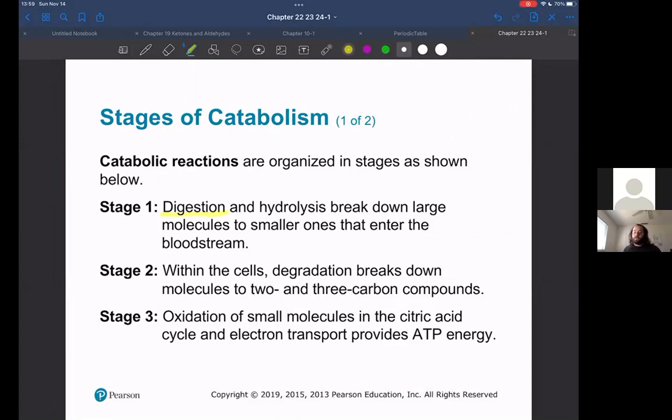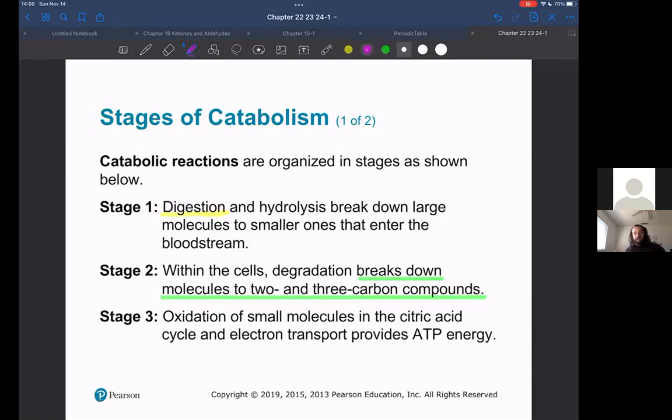So the cell can't import a big polysaccharide into it. So the first step that has to happen is within your stomach, and actually it starts in your mouth, is to break down those polysaccharides into their individual monosaccharide components. Then they can be moved into the cell. Within the cell, those glucose molecules or monosaccharides are broken down into 2 and 3 carbon compounds, okay? So they're broken down even further, essentially broken in half in a series of reactions. So that's step 2, to break down those monosaccharides into 2 and 3 carbon compounds.